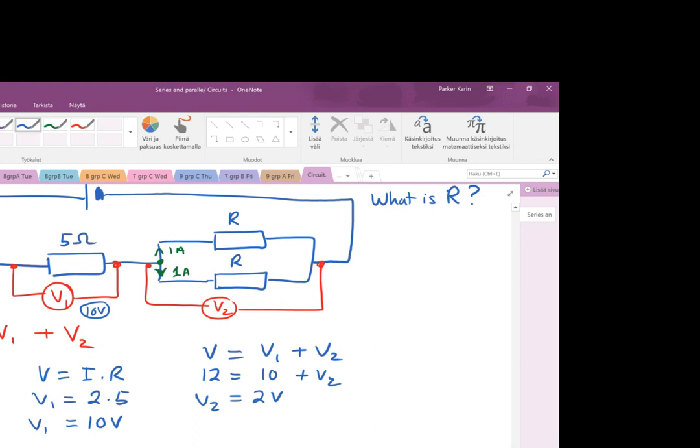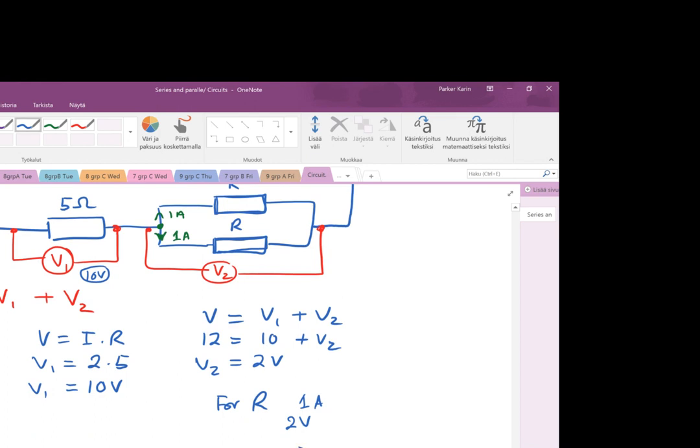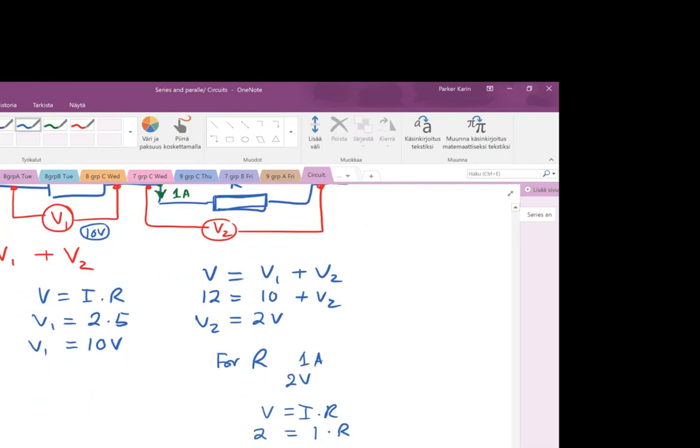Okay, so it's 2 volts across the bottom, it's 2 volts across the top, it's the same. So for R, we know the current is 1 amp, we know the voltage is 2 volts, so V equals I times R. 2 is equal to 1 times R. R is equal to 2 ohms. So we've solved our problem there.